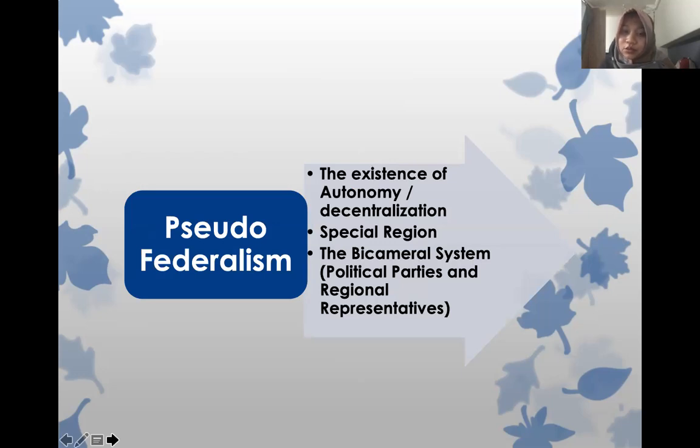And also in a federal state there is pseudo federalism. The characteristics of pseudo federalism are, first, the existence of autonomy or decentralization. The second is spatial region. The third one is the bicameral system, with political parties and regional representatives. So it means that every state in a federal state, not all but mostly, has pseudo federalism.